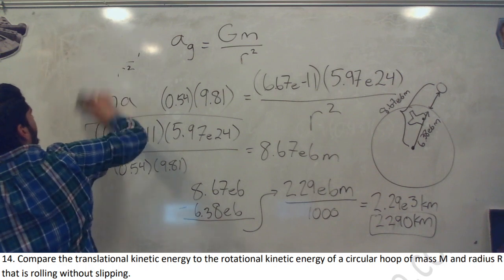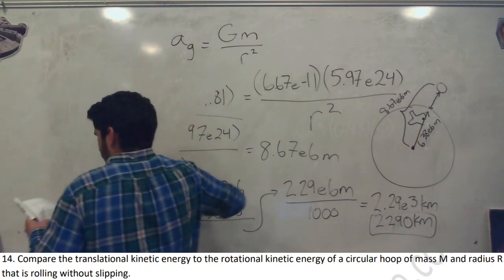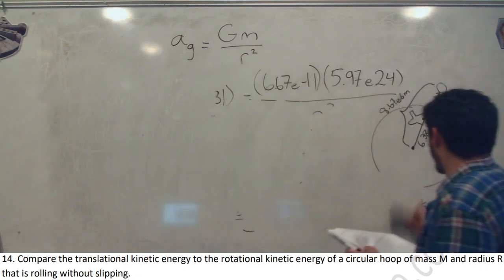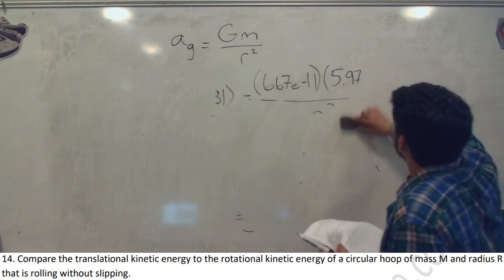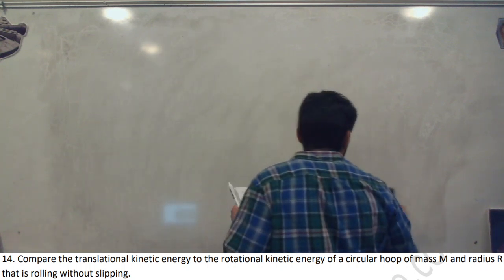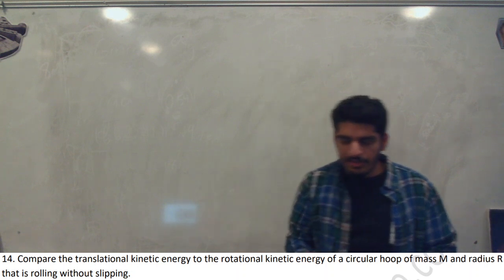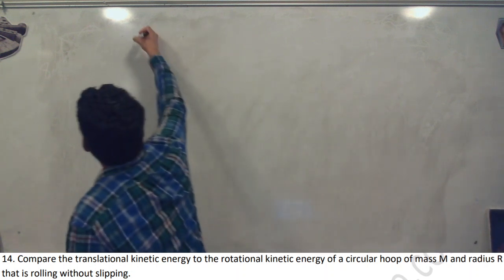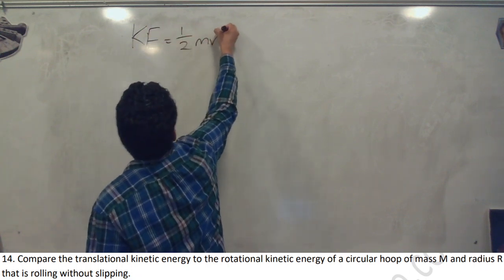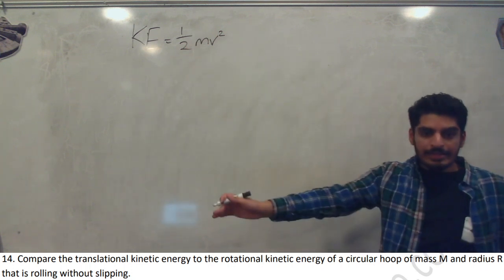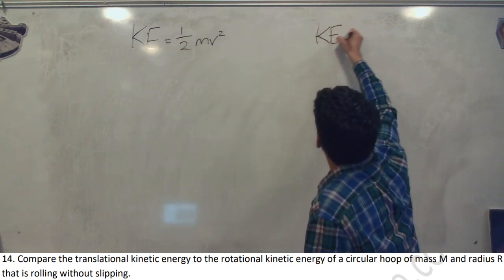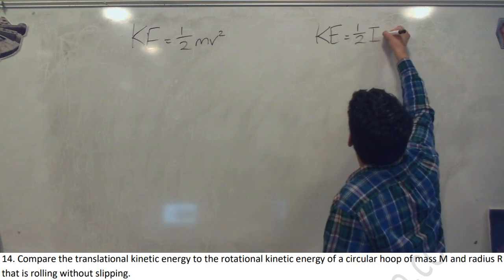Now this is a conceptual question, which you can expect on your exam. We are comparing translational kinetic energy to rotational kinetic energy of a circular hoop. And so whenever you get a problem that asks about something like translational kinetic energy, that's really just asking about normal kinetic energy. It says KE is equal to 1/2 mv squared. Translational is your regular linear kinetic energy. Rotational, on the other hand, that kinetic energy is equal to 1/2 I times omega squared.